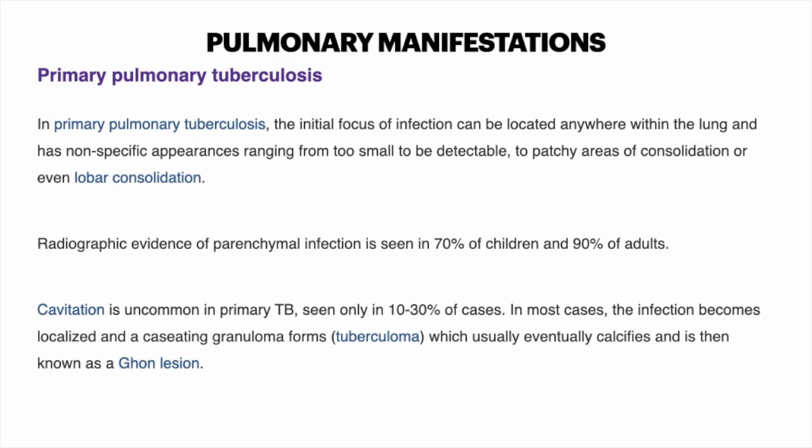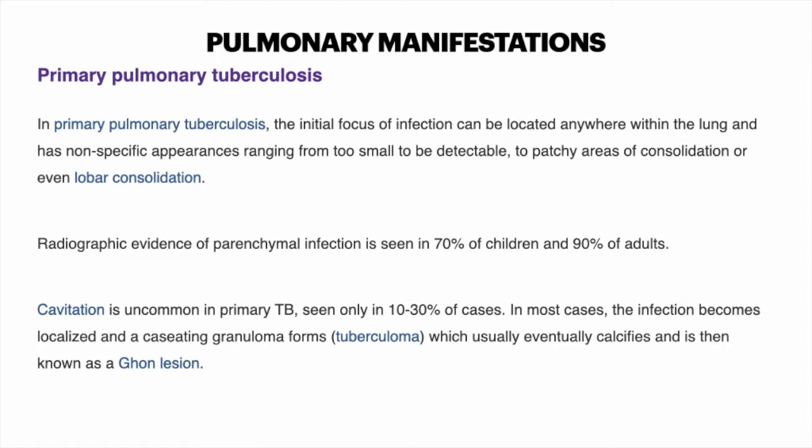In case of primary tuberculosis, the initial focus of infection can be located anywhere within the lung and has no specific appearance, ranging from too small to be detectable to patchy areas of consolidation or even lobar consolidation. Radiographic evidence of parenchymal infection is seen in 70% of children and 90% of adults. Cavitation in this stage is very uncommon, but it's seen in only 10 to 30% of the cases.